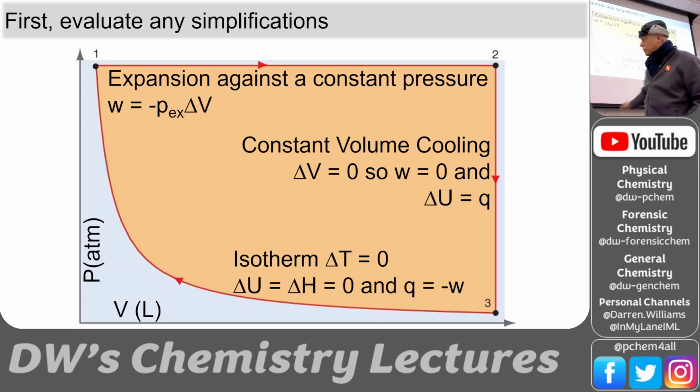And then we have this isotherm. Delta T is 0, so delta H and delta U are also 0, and Q equals minus W, because Q plus W equals delta U. If delta U is 0, then Q and W have equal magnitude but opposite sign.